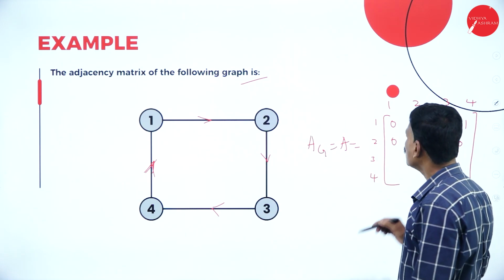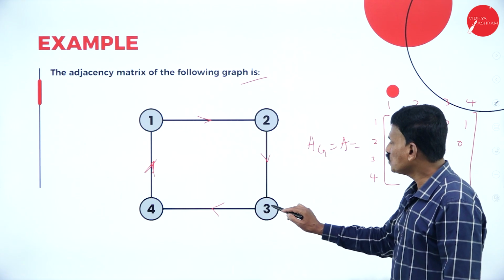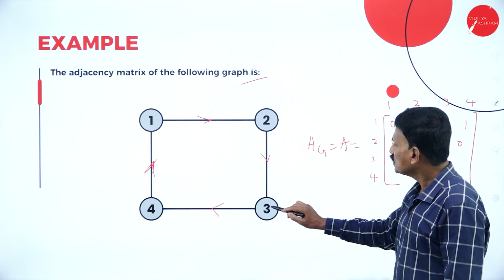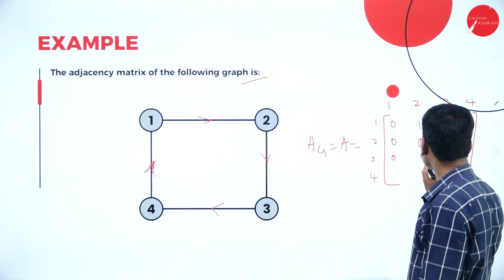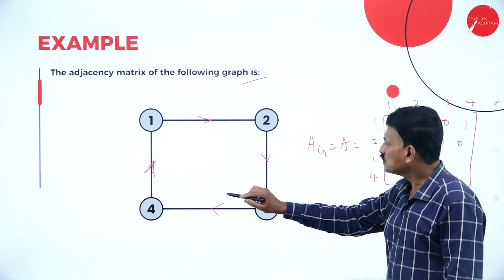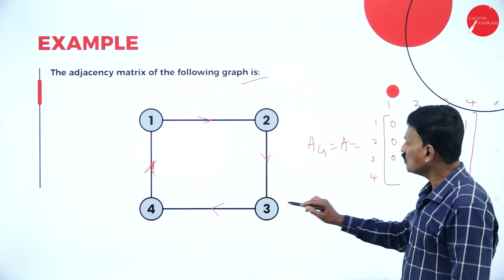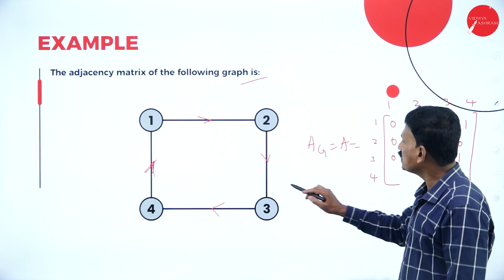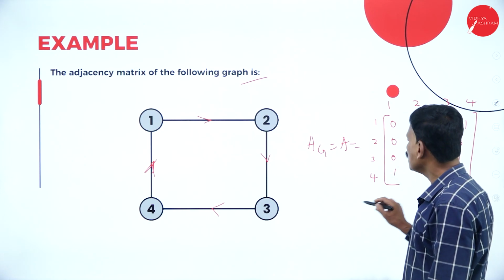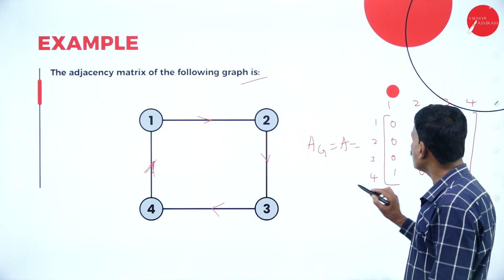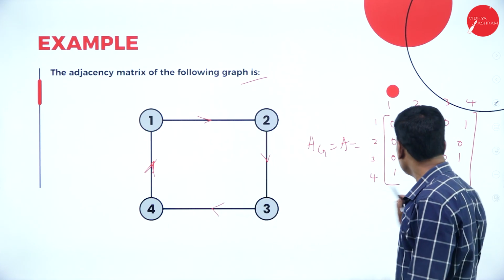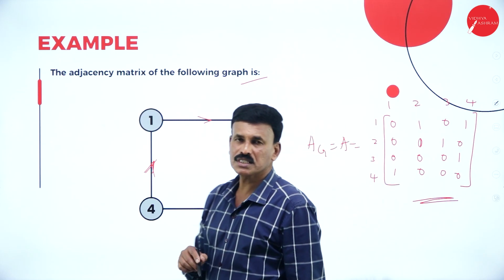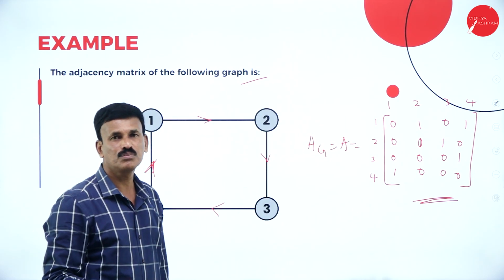From 2 to 4 it is 0. Again if we come to 3, 3 to 1 there is no connectivity, 0. 3 to 2 is in the opposite direction, 0. 3 to 3 is also 0, and only 3 to 4 is 1. Again from 4, 4 to 1 it is 1, 4 to 2 it is 0, 4 to 3 it is 0, and 4 to 4 it is 0. So this is a 4 cross 4 adjacency matrix. Hope you followed.